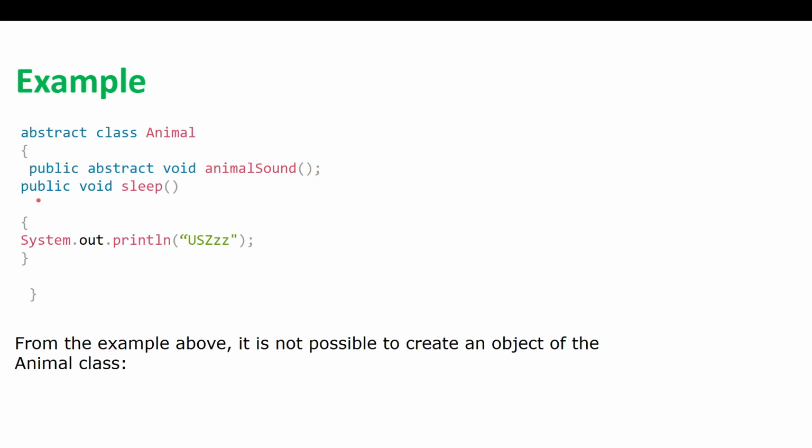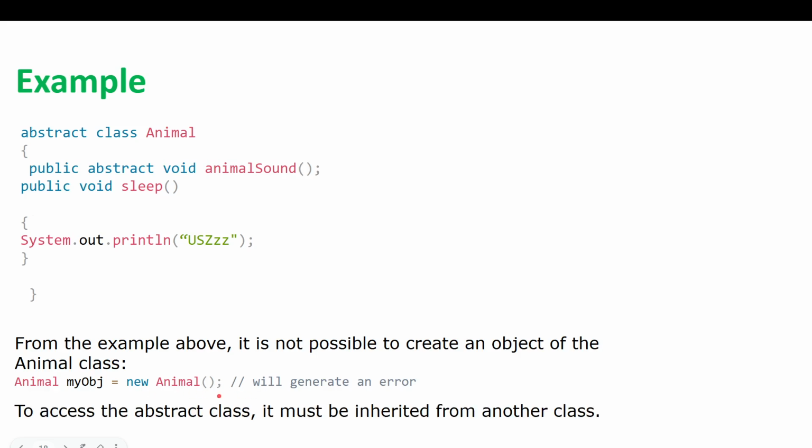For this abstract animal class, we can't create an object of the animal class. If you try to create an object, it will generate an error. If you want to access that abstract class animal, it must be inherited from another class.